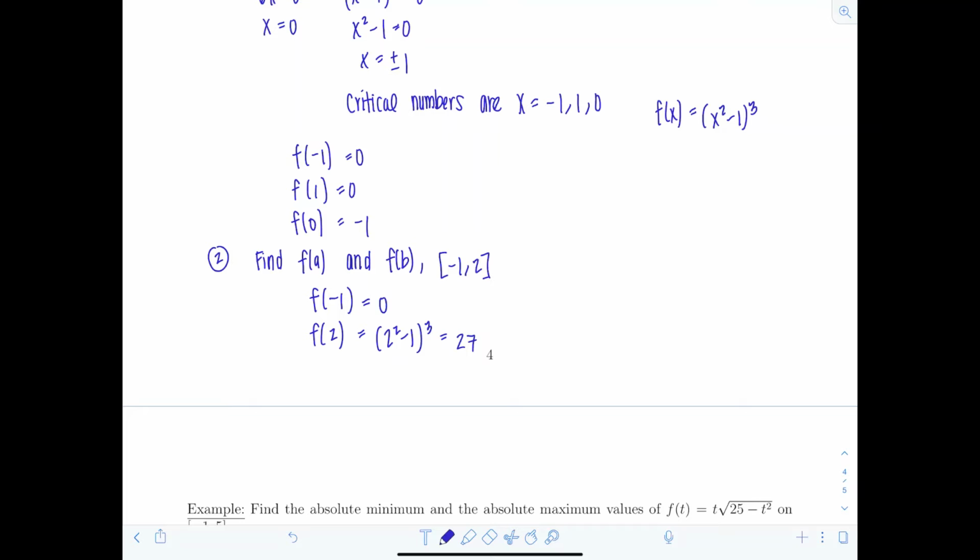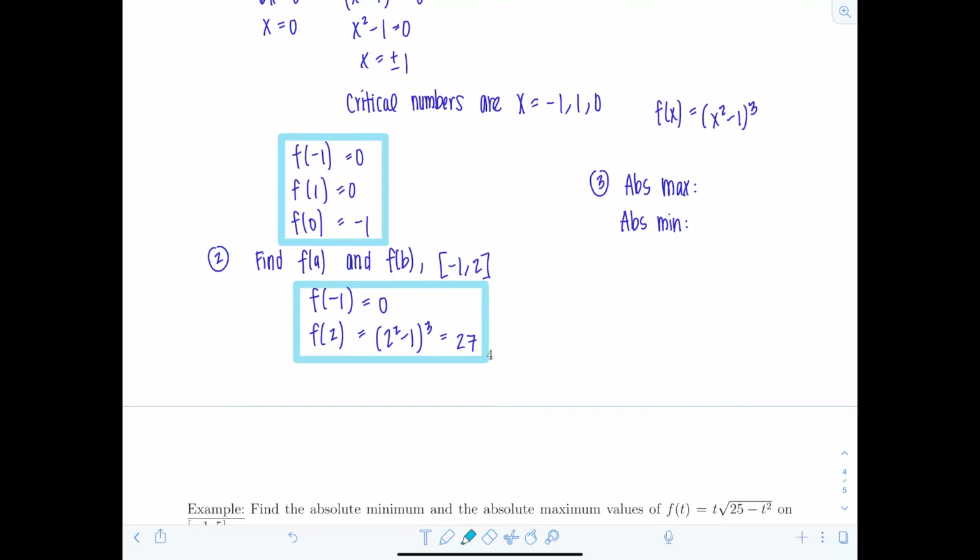All right, so now we're ready to identify our absolute max and min. So absolute max, absolute min, well, where do I find them? I'm going to compare all the function values from step 1 and from step 2. So do you notice which y value is the largest for our absolute max?